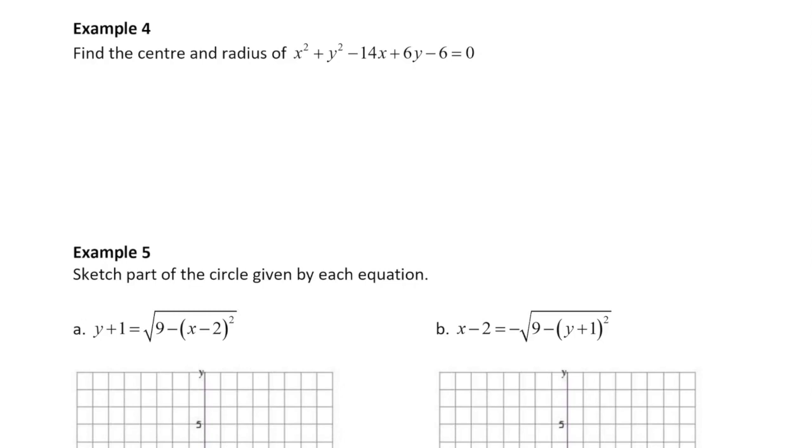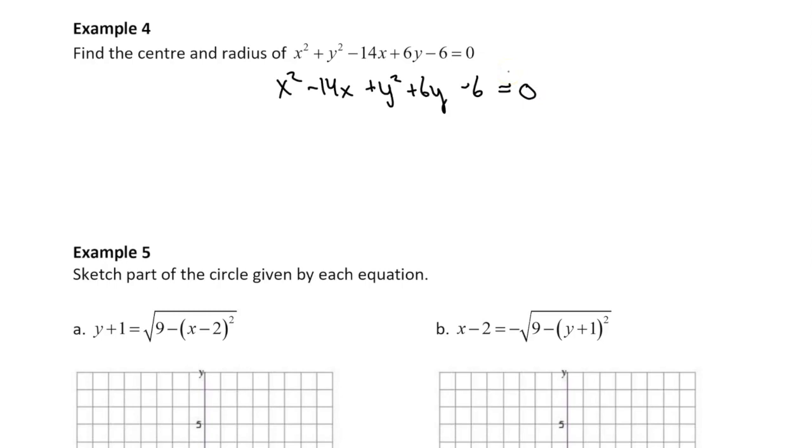So the first thing is we need to rearrange things, and you probably need a refresher on completing the square. But I'm going to write my x's next to each other. So I'm going to say x squared subtract 14x plus y squared plus 6y subtract 6 equals 0.